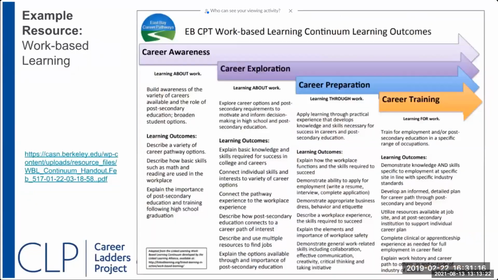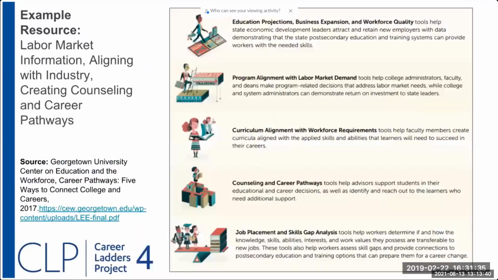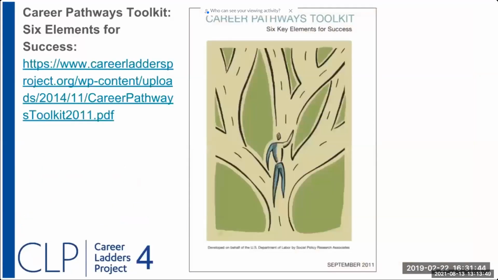Here we have the work-based learning continuum. You might have come across a version or two of this continuum. All of them are helpful in understanding the different types of work-based learning opportunities that students can participate in that can be integrated into your maps. Also helpful is this resource that supports the understanding of systems alignment through pathway development. Lastly, this resource digs deeper into the 6 elements for success in career pathways.